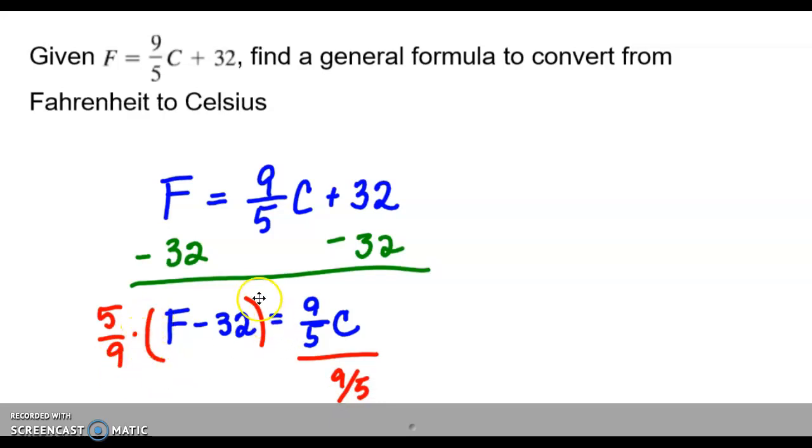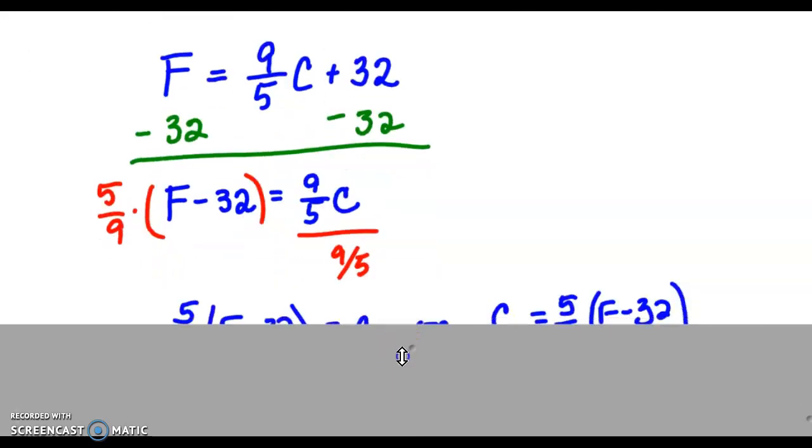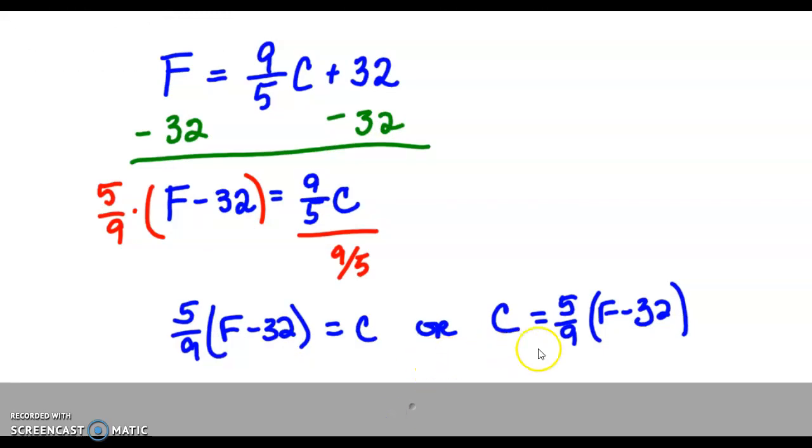Now notice I did put parentheses because that has to be multiplied times the entire amount there. So that's going to lead me to my final simplified answer, which most of us are going to flip around and put the C on the left. So C is equal to 5/9 times the quantity of F minus 32.